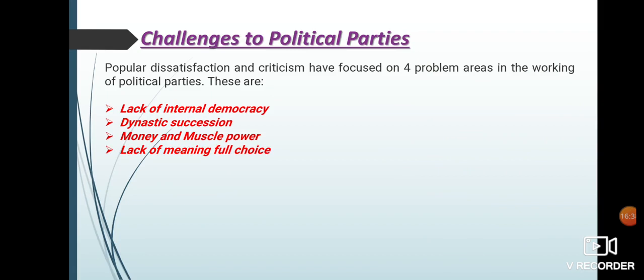Our next topic is challenges to political parties. Popular dissatisfaction and criticism has focused on four problems or the four challenges in the working of political parties. These four challenges are lack of internal democracy, dynastic succession, money and muscle power, and lack of meaningful choice. Now let us describe these four problems.